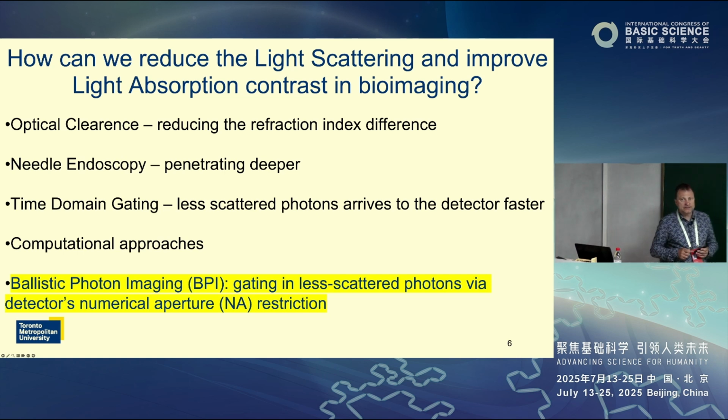The other approach is what's conditionally called in our group ballistic photon imaging. That's exactly what I'm going to focus on today, and this is gating less scattered photons via restriction of the detector's numerical aperture. We will be talking about that in detail, and fortunately today I have almost 45 or probably slightly more minutes, and I will explain exactly what the idea of ballistic photon imaging is.